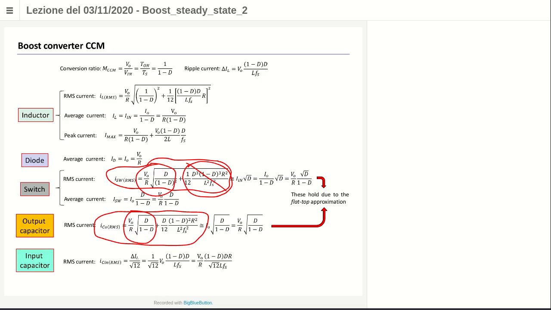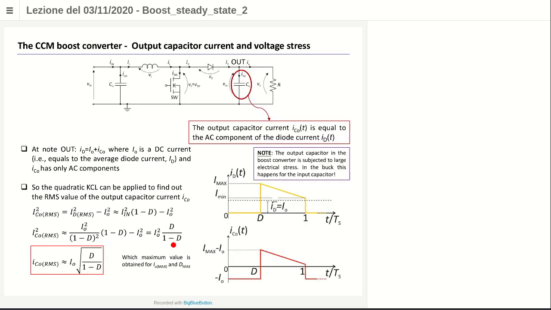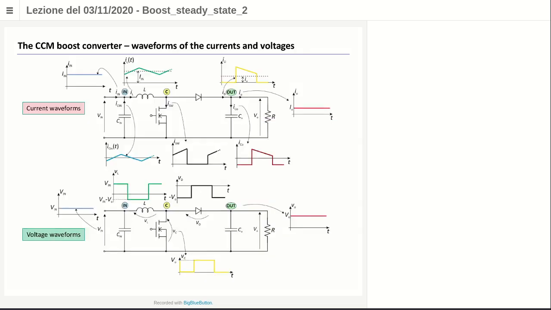As I said before, in the exercise and in the examination, you just use the approximated expression, just as a first step in your design. Then the design can always be refined in successive steps by simulation.